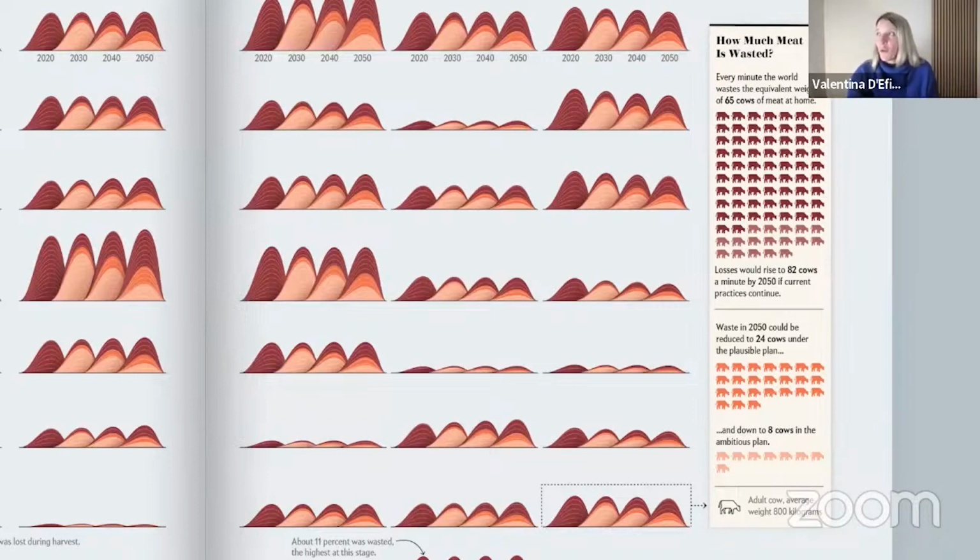Every minute the world wastes the equivalent weight of 65 cows. And this could take us to 82 cows by 2050 if we don't do anything. However, if we do adopt these strategies that the paper is suggesting, then we could bring these numbers down to 24 cows per minute. Or if we're really conservative and also optimistic about what we can do, then we can get to 8 cows per minute. So it's a grim data set, but there is some hope.